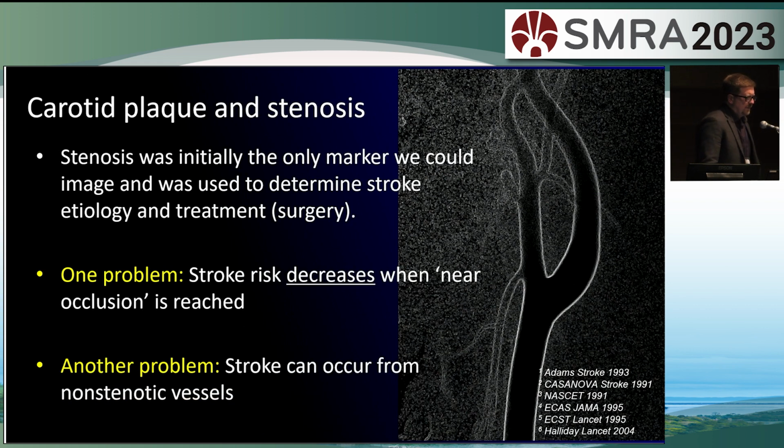So as you know, carotid plaque early on was heavily dependent on stenosis. That was the only marker that we could image and was used to determine both stroke etiology and treatment. The main problem with stenosis, one big problem, is that stroke risk begins to decrease when near occlusion is reached. Another problem is that stroke can occur from non-stenotic vessels.